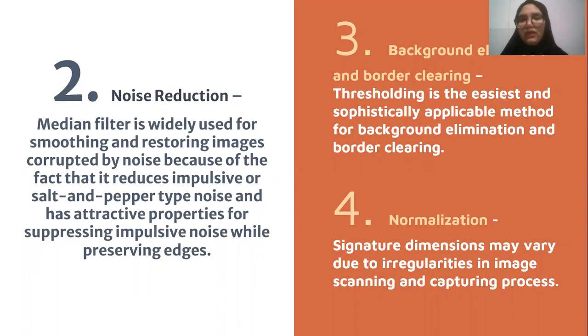Number 3, background elimination and border clearing. Thresholding is the easiest and most widely applicable method for background elimination and border clearing. Number 4 is normalization. Signature dimensions may vary due to irregularities in the image scanning and capturing process. Furthermore, height and width, the size of the signature may vary from signature to signature. It is thus normalized. During normalization, the ratio of width to height is kept intact.